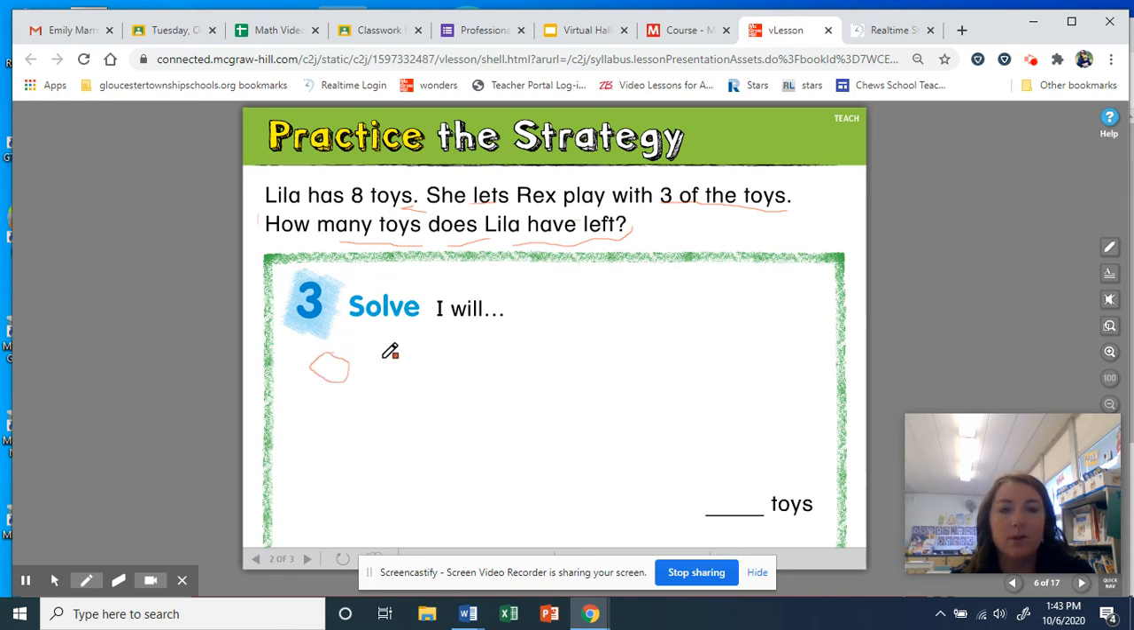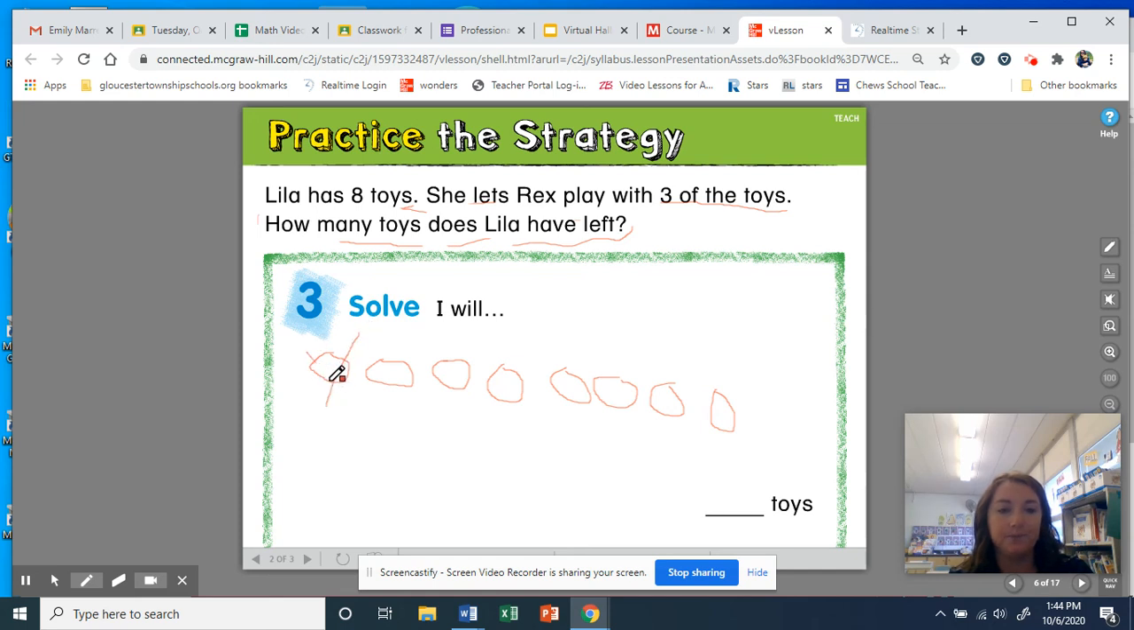1, 2, 3, 4, 5, 6, 7, 8. So those are her 8 toys. She lets Rex play with 3 of the toys. So I'm going to cross out 3. Now, do you think I should cross them out like I'll cross out this one and then I'll cross out this one? No way. I'm starting all the way at the left and I'm crossing 3 in a row because that will make it easier when I come to count, okay? So I'm going to cross all 3 that she let Rex play with.